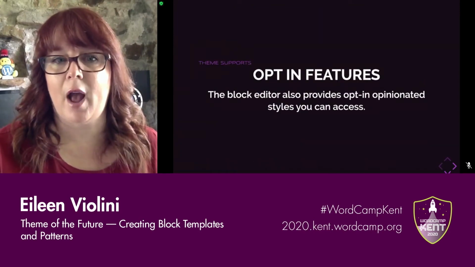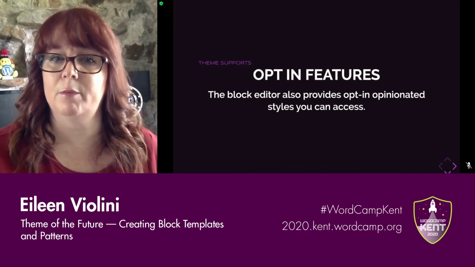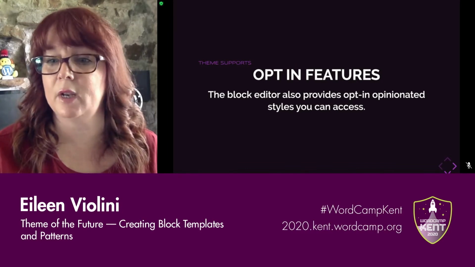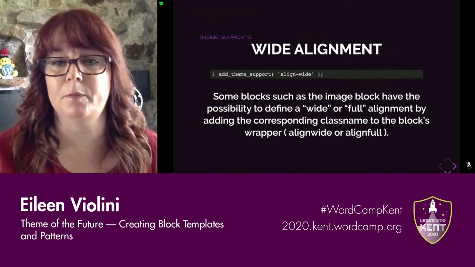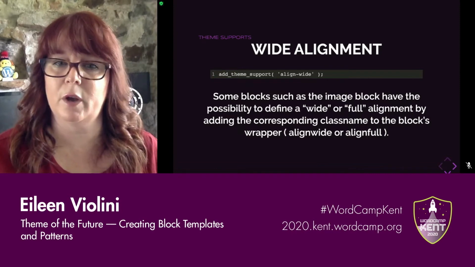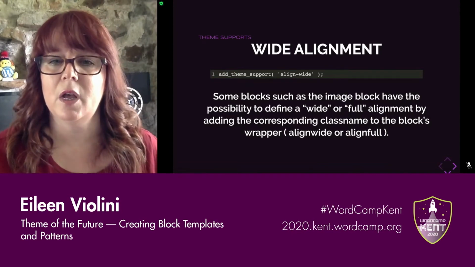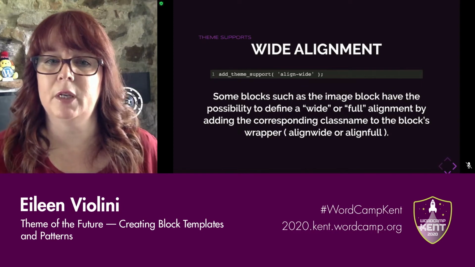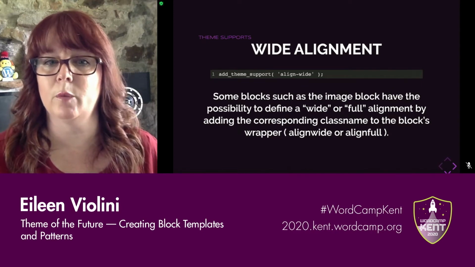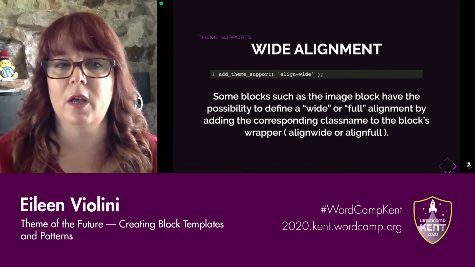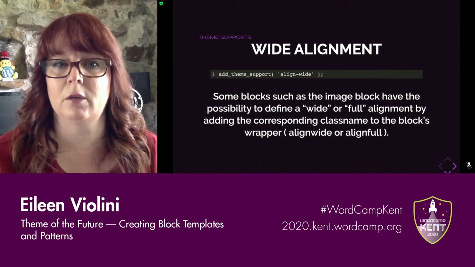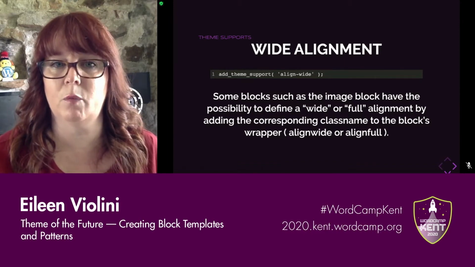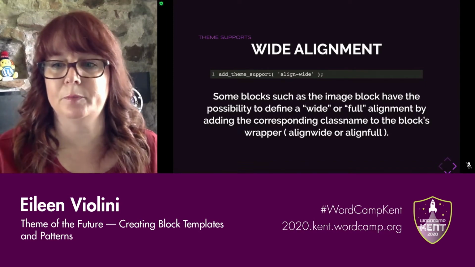The block editor has opt-in features, so it provides opt-in opinionated styles that you can access. One of those items is wide alignment. The editor window now is getting bigger and bigger, and blocks have the ability to be wide aligned or full aligned, or within the context of a certain area of the window. To take advantage of your block being able to show as align wide, you need to have this support with some CSS in your theme.